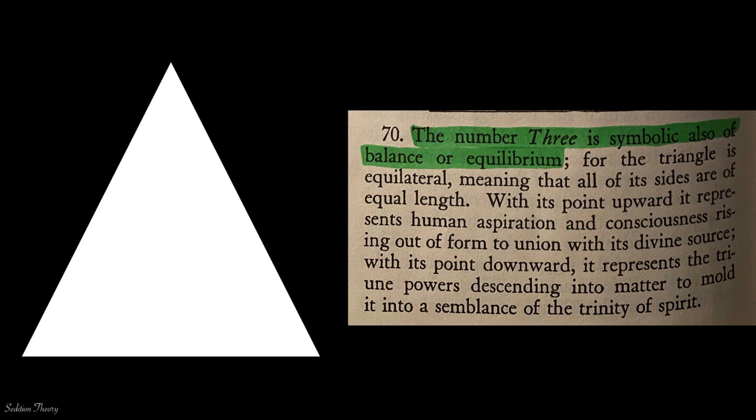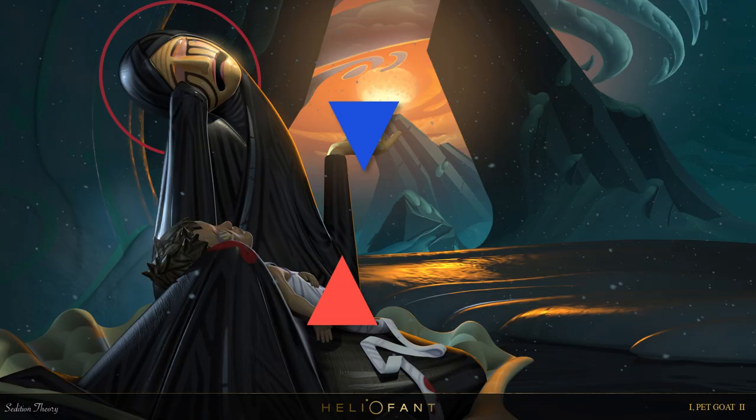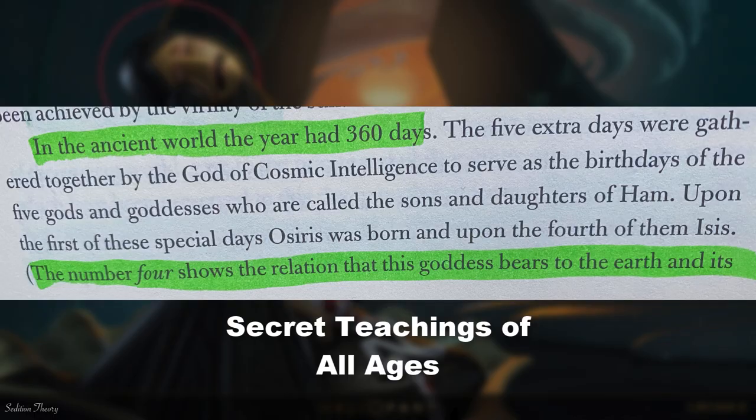With its point downwards, it represents the triune powers descending into matter to mould it into a semblance of the trinity of spirit. So if we go back to the Virgin Isis scene, Osiris is the threefold aspiration rising up, and the volcano at the top, Solomon, is the threefold divine descending down.